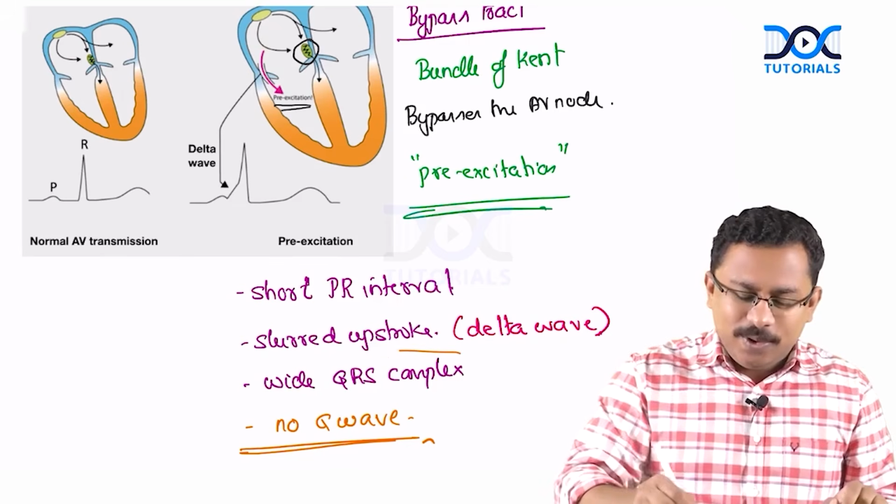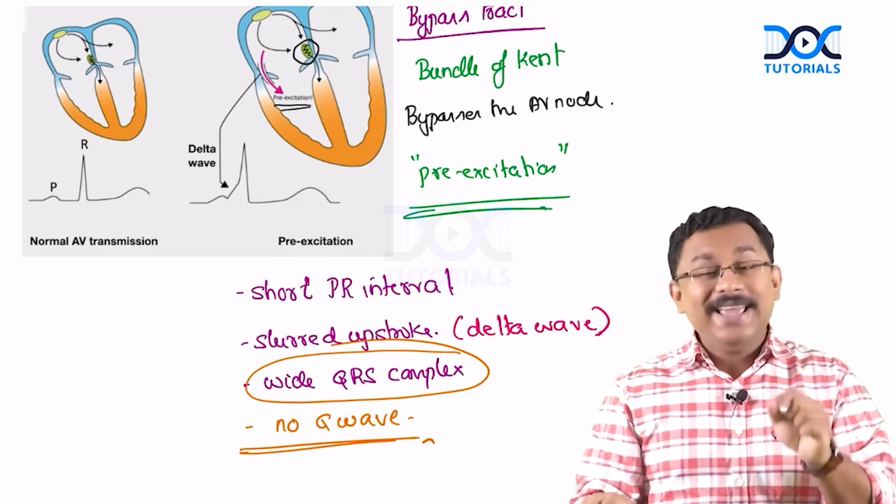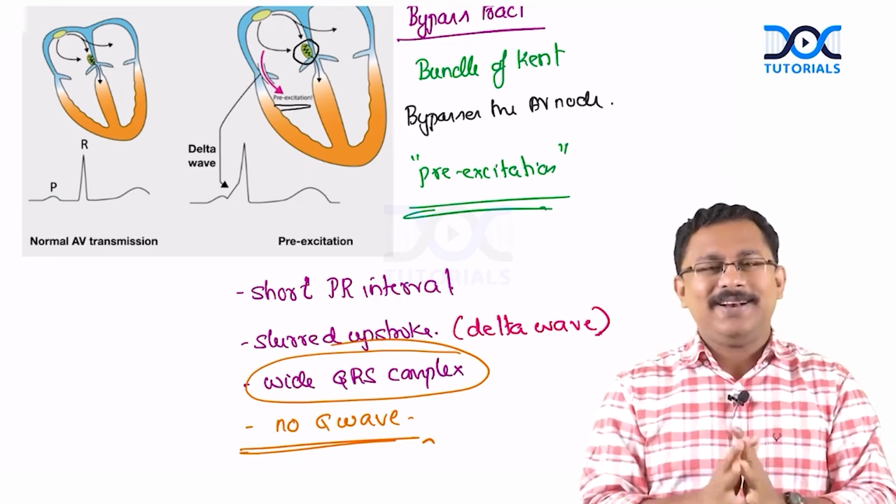Now the next point I told you is about the wide QRS complex. Now why is there a wide QRS complex? Now this is very interesting. See, impulse is actually passing through the bypass tract to the ventricular myocardium. You must remember that because now the impulse has come to the ventricular myocardium, further conduction is through the cardiac myocytes. So the conduction across the cardiac myocytes will be at a slower pace compared to the normal conduction across the His bundle Purkinje system.